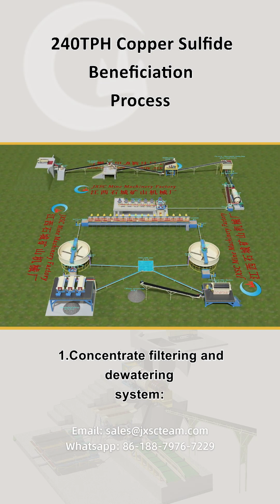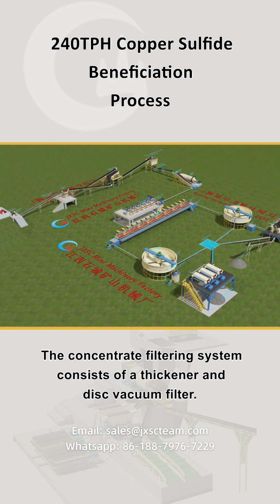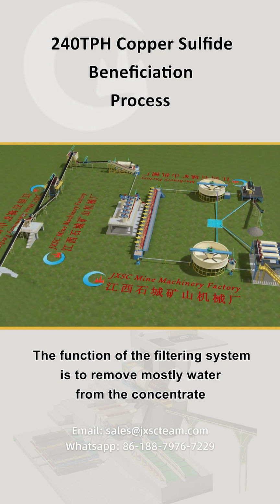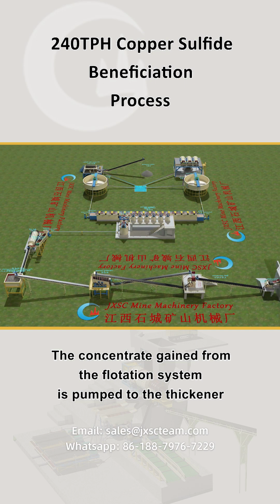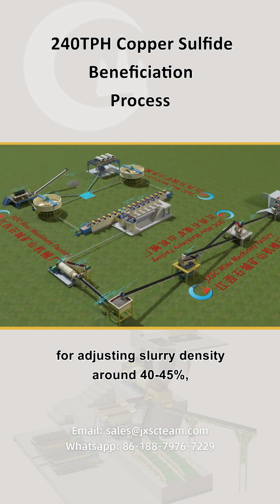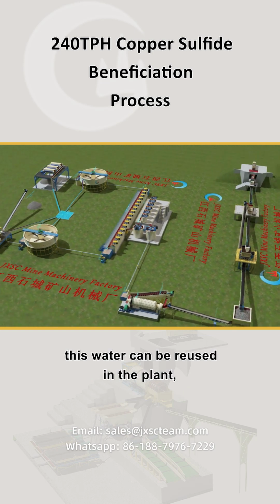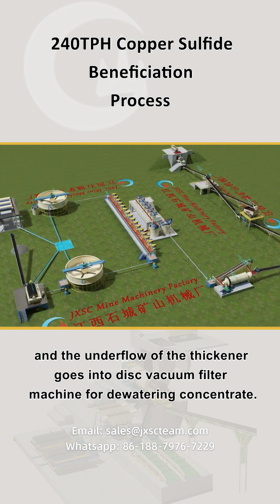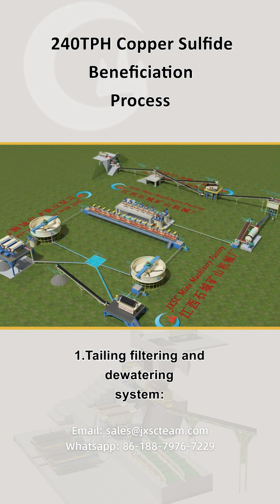4. Concentrate filtering and dewatering system. The concentrate filtering system consists of a thickener and disc vacuum filter. The function of the filtering system is to remove most of the water from the concentrate to get fairly dry concentrate. The concentrate gained from the flotation system is pumped to the thickener for adjusting slurry density to around 40 to 45%. The overflow of the thickener is clear water which goes to a clear water pool. This water can be reused in the plant, and the underflow of the thickener goes into the disc vacuum filter machine for dewatering concentrate.